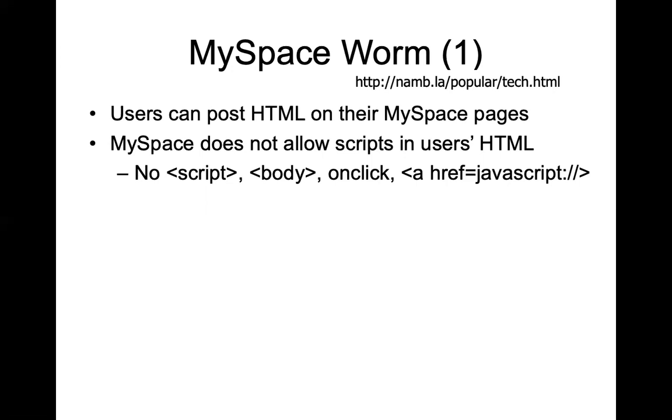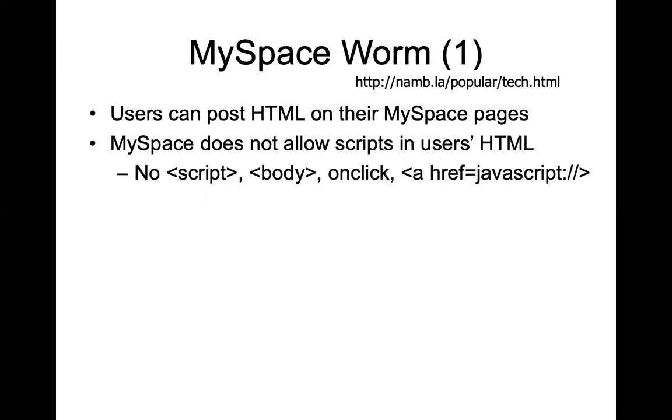Very soon this user Sammy had 1 million friends, and this was within a matter of a few hours. So this was the fastest recorded worm spread in history at that point. And here's how it worked. Users on MySpace were allowed to post HTML on their MySpace pages, like on a wall. Instead of just posting plain text messages, you could post HTML on the equivalent of the wall on MySpace. The reason was, HTML really allowed you to create pretty web pages.